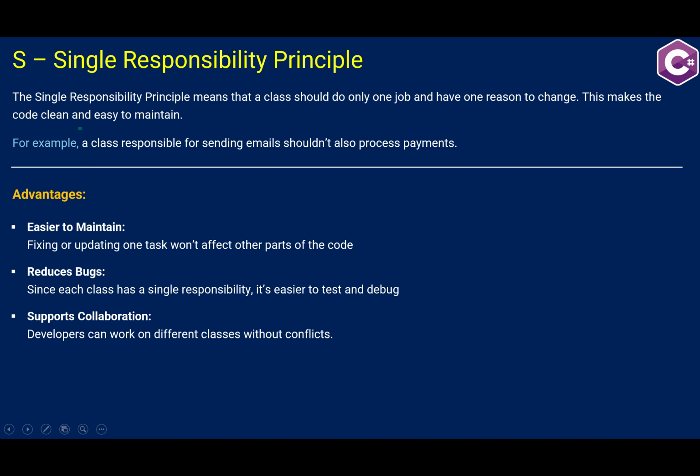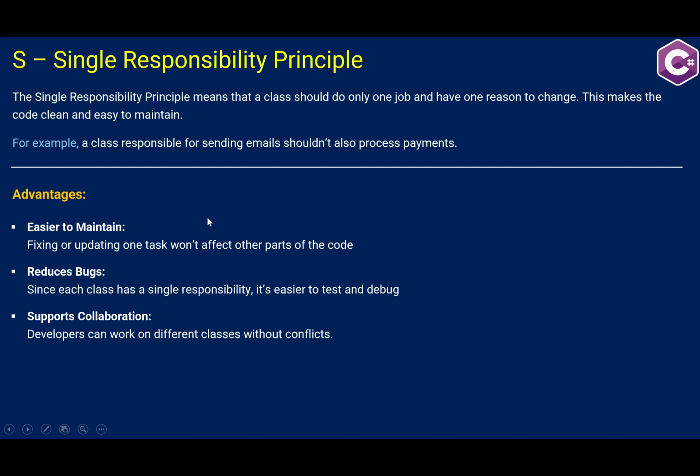For example, if you take any class which is related to emails, that class should have the logic for sending emails only. That class should not be about processing payments. Payments is different, related logic, so we should not implement payments-related logic under the email-related class. So a class should do only one job, not multiple jobs. That is the principle of single responsibility.